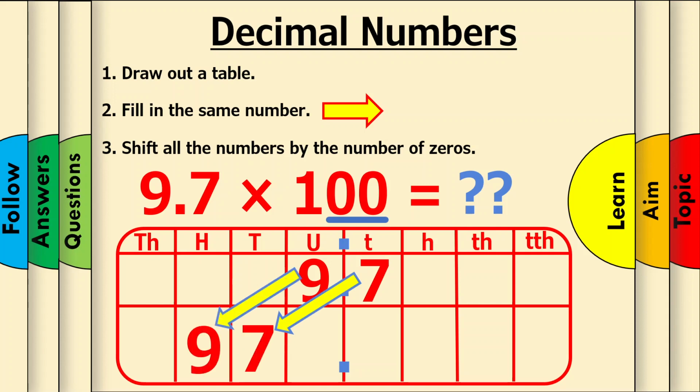Wait a minute, there's a gap in the units column. All we need to do to solve this problem is to just fill in the gap with a 0. So 970 is the answer. Remember, once you've become more confident, you don't need to draw the grid each time, as you can just imagine the columns in your head.